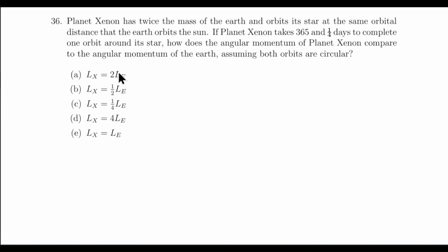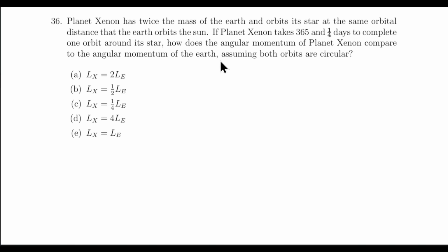And then we have planet Xenon has twice the mass of the Earth and orbits its star at the same orbital distance that the Earth orbits the Sun. If the planet takes 365 and a quarter days to complete one orbit, then how does the angular momentum of planet Xenon compare to the angular momentum of the Earth, assuming both are orbital?